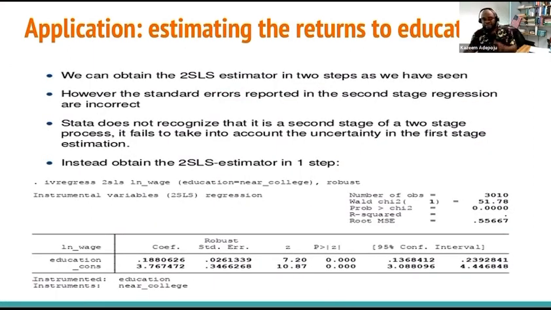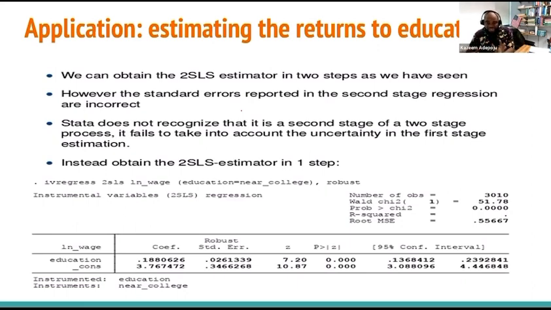Actually, do you know that what we did the other time, we went by two stages, first stage, second stage? It would be more beneficial if you can just run it once. That was why I said we can obtain the two-stage, 2SLS estimator in two steps as we have seen. However, the standard errors reported in the second stage regression are incorrect. In the second stage regression, you regress Y on the predicted X, the one you get from the first equation where you regress X on the instrumental variable, right?